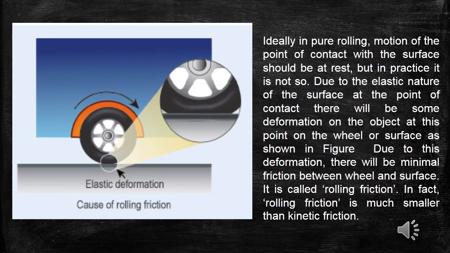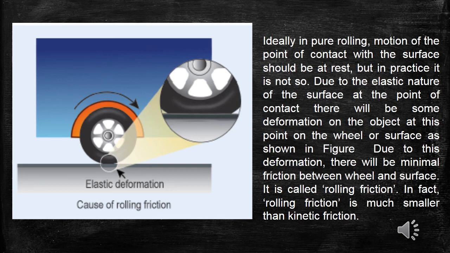In this slide, we are going to learn the definition of rolling friction. Just observe the diagram or photo. Look at the point of contact. At the point of contact, the tire of the vehicle is slightly compressed. In ideal pure rolling, the point of contact with the surface should be at rest. But in practice, it is not so.